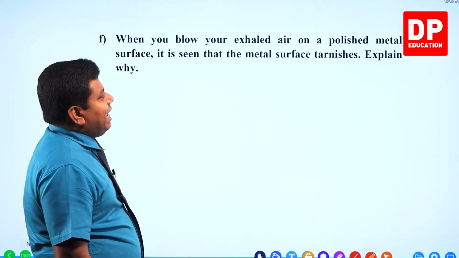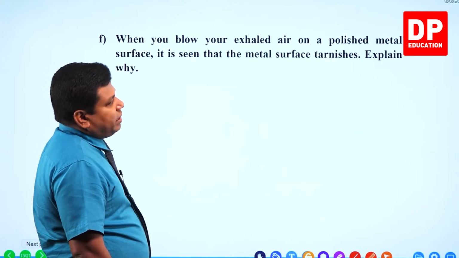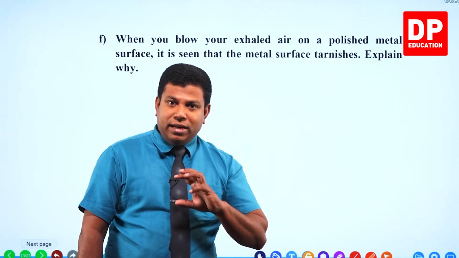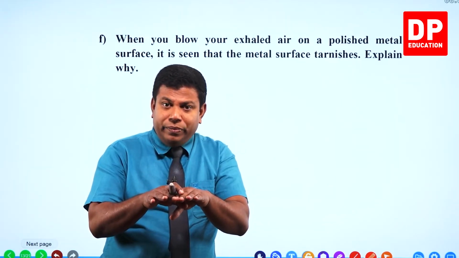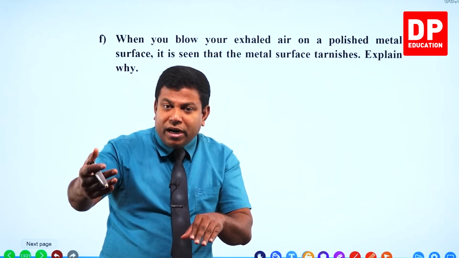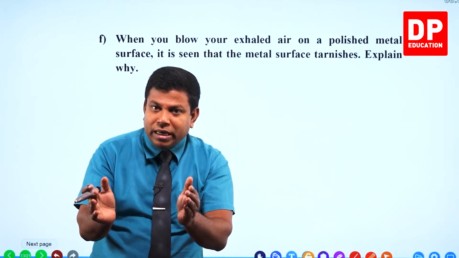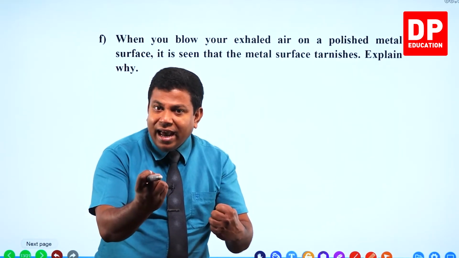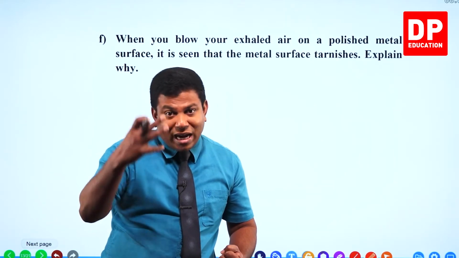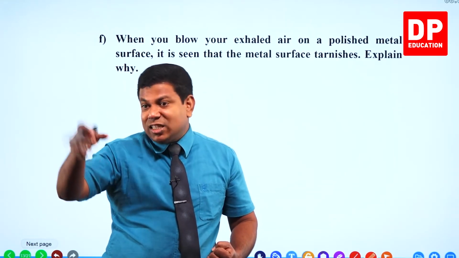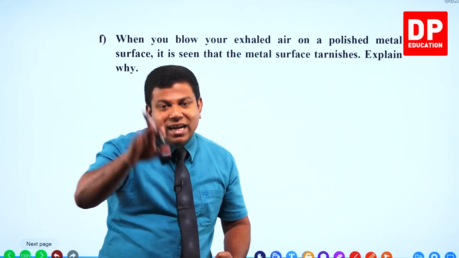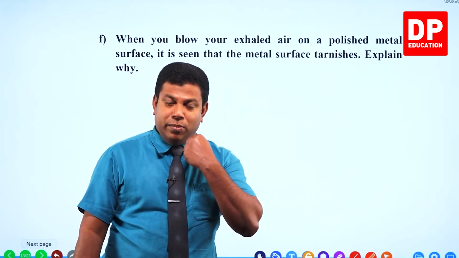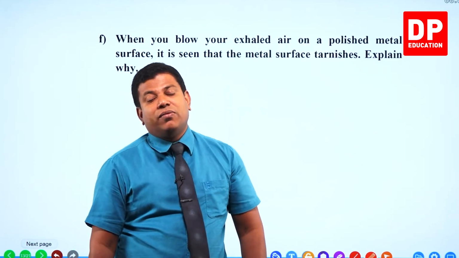When you blow your exhaled air on a polished metal surface, it is seen that the metal surface tarnishes. Explain why. See, at normal room temperature, the vapor content in the air within the room is not saturated yet. But when I am blowing, the exhaled air has more vapor content. So that might be saturated as per the room temperature. That's why it condenses on the surface. So what you have to highlight here: the exhaled air has more vapor content. The concentration of vapor is high.